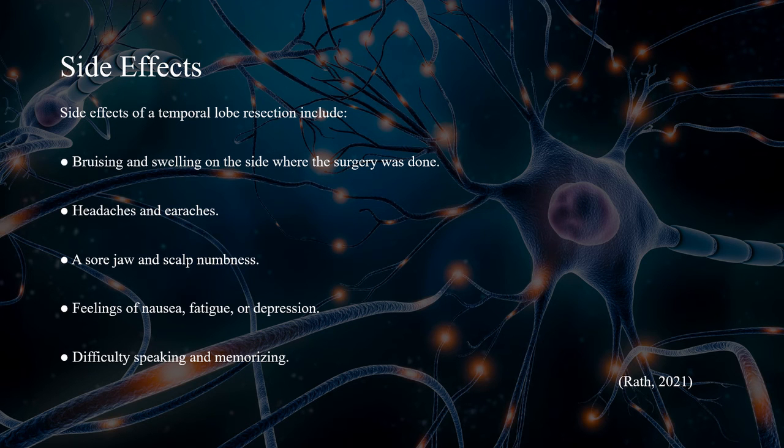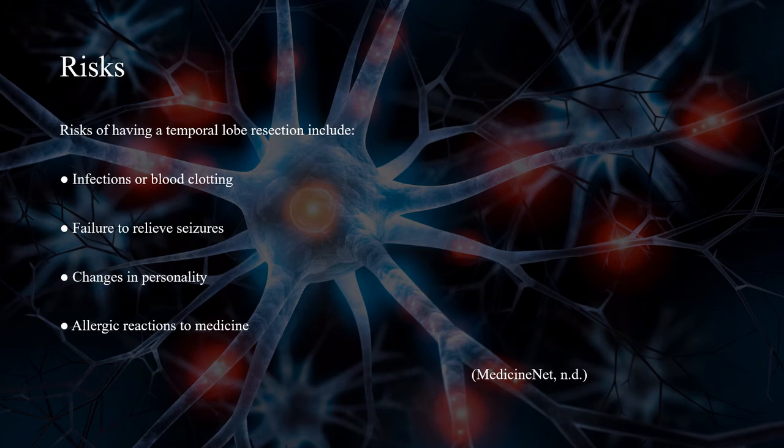Side effects of a temporal lobe resection include bruising and swelling on the side where the surgery was done, headaches and earaches, a sore jaw and scalp numbness, feelings of nausea, fatigue, or depression, difficulty speaking and memorizing. Risks of having a temporal lobe resection include infections or blood clotting, failure to relieve seizures, changes in personality, allergic reactions to medicine.